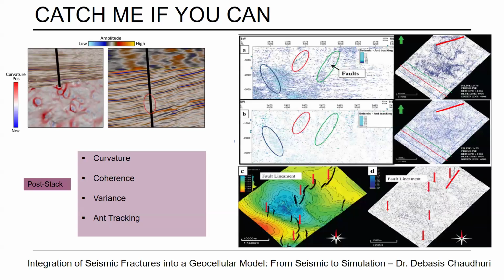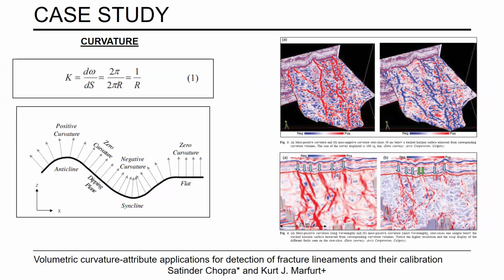Moving on, the other attribute which we mainly use is ant tracking, which is one of the most favorite and, I think, an IP by Schlumberger, which has been used widely in the industry for the last 15-20 years. Now I will slow down and try to make you understand.